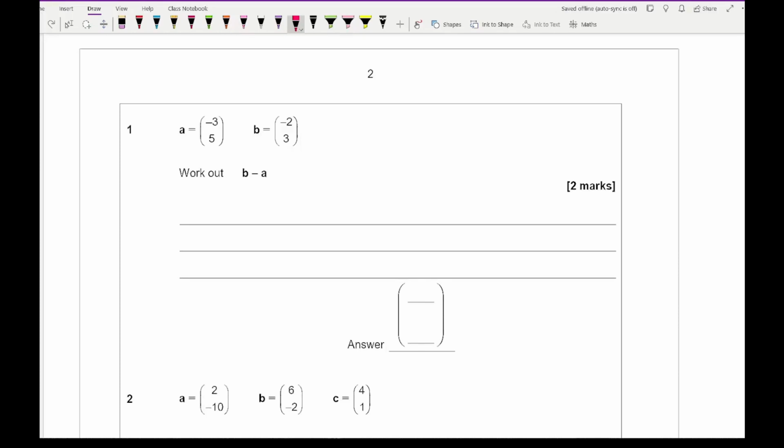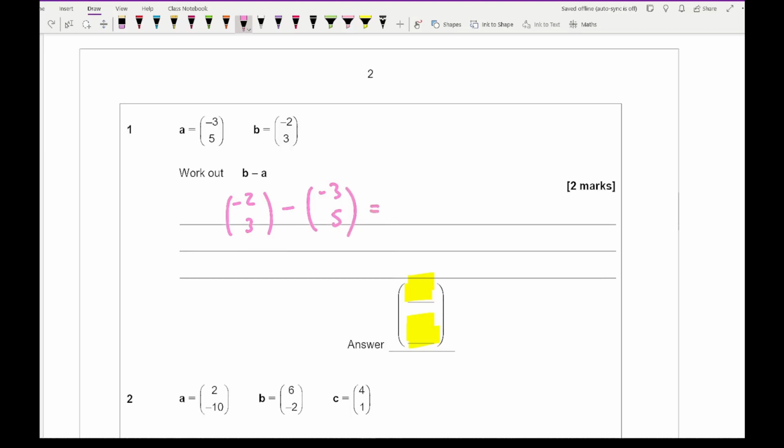So looking at question 1, it says that A is minus 3, 5, B is minus 2, 3, and it's asking us to work out B minus A for 2 marks. Where the 2 marks are awarded is basically having the correct top value and then having the correct bottom value. So if you can do this in your head, that's absolutely fine. You'll get full marks if it's correct, but you may want to show some working out. So for this, we've got B, which is minus 2, 3, minus A, which is minus 3, 5.